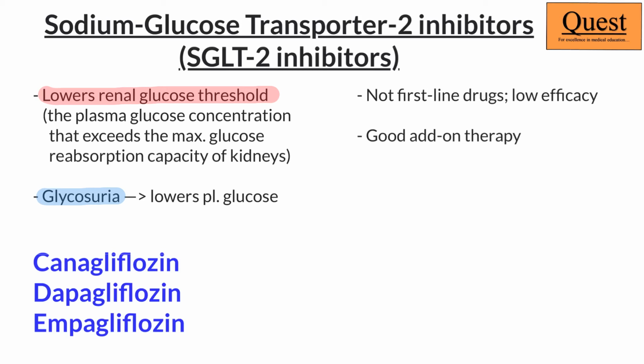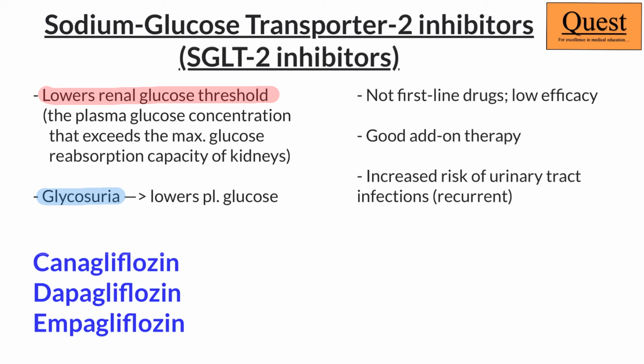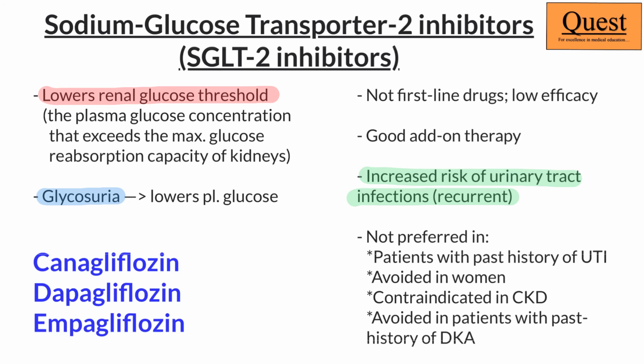They do not really bring down sugars very drastically, but they are a good add-on therapy. But a common concern is if we are going to cause glucosuria, we are going to make that urine sweet for the bacteria, which means there could be a risk of urinary tract infections. And that's the real trouble with this class of agents today. We have to be careful in using these drugs in patients who have had a past history of UTI. They are less frequently used in women, or as far as possible avoided in women, especially the elderly women who might have a risk of UTIs.